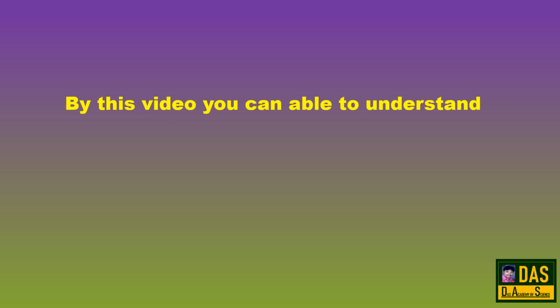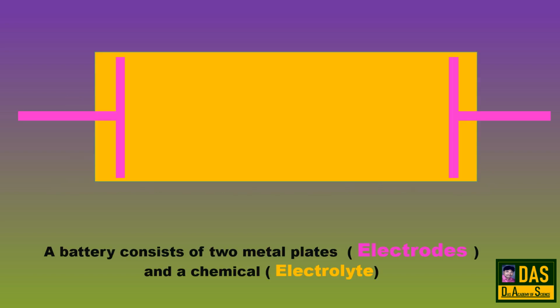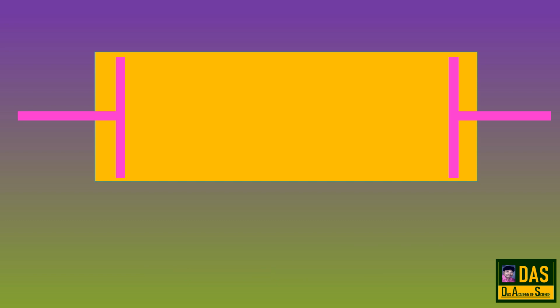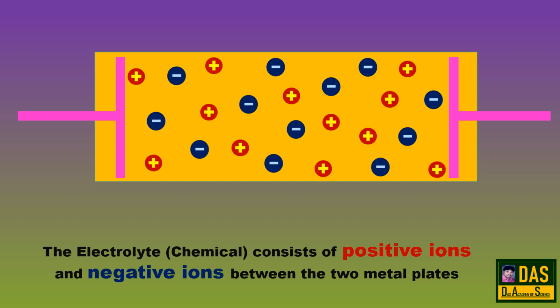By this video, you will be able to understand how a battery maintains a constant potential difference between its terminals. A battery consists of two metal plates called electrodes and a chemical called electrolyte. The electrolyte consists of positive ions and negative ions between the two metal plates.